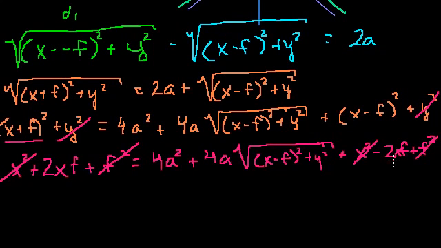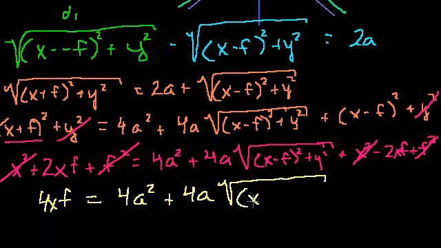And let's see, what can we do to simplify it? So we have a minus 2xf and a plus 2xf. Let's add 2xf to both sides of the equation, or bring this term over here. If you add 2xf to both sides of this equation, what do you get? You get 4xf. Remember, I just brought this term over. This left-hand side is equal to 4a² + 4a times the square root of (x − f)² + y². It's easy to get lost in the algebra.